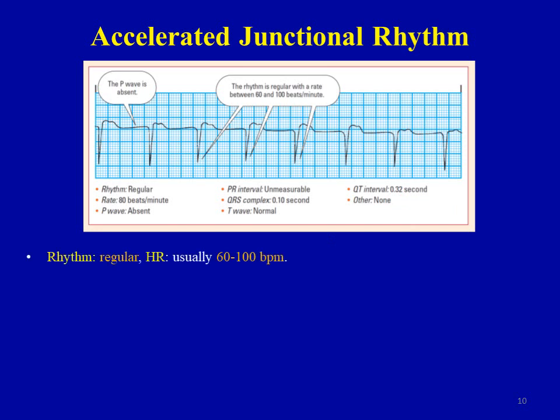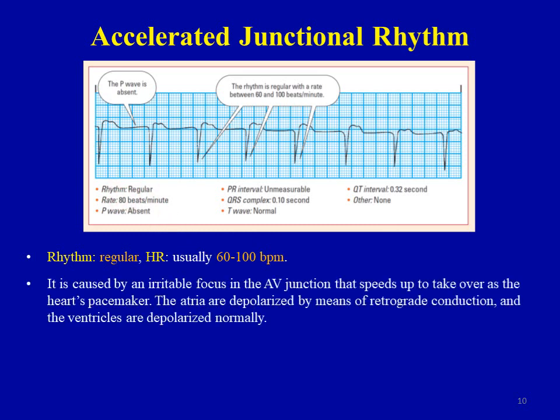So this accelerated junctional rhythm is regular, and the heart rate is usually between 60 and 100 beats per minute, and it is 80 in this example. It is caused by an irritable focus in the AV junction that speeds up to take over as the heart's pacemaker. The atria are depolarized by means of retrograde conduction, and the ventricles are depolarized normally. That's why we see normal or narrow QRS complexes followed by normal T waves.